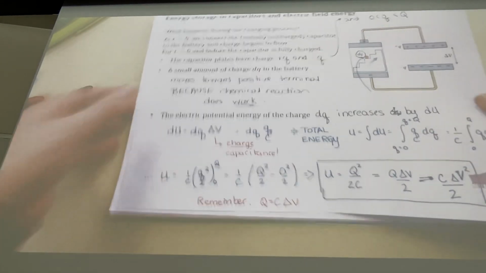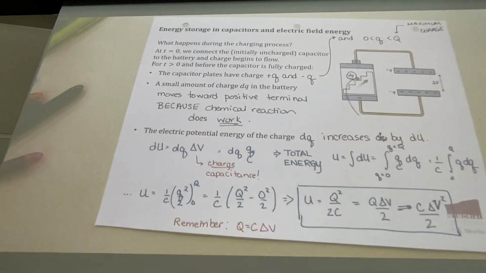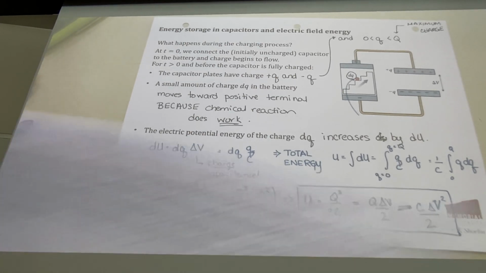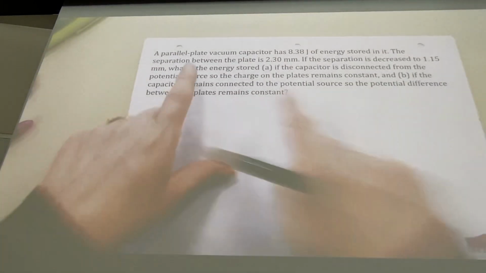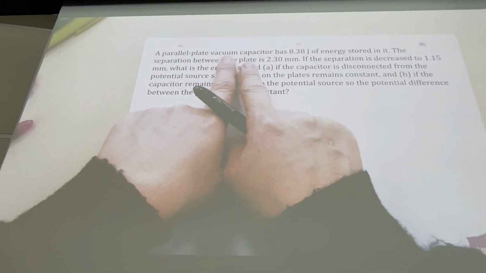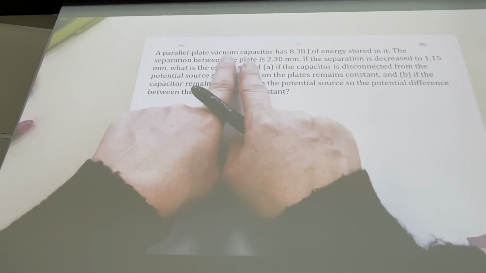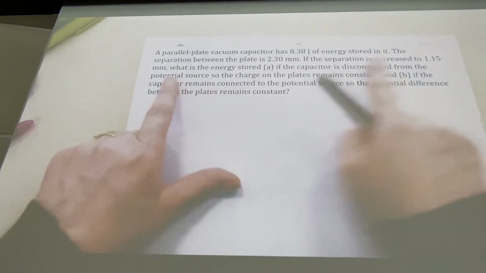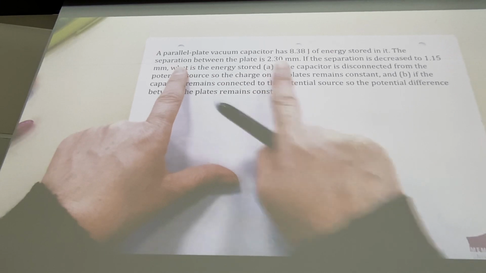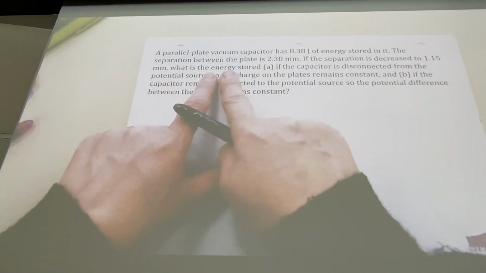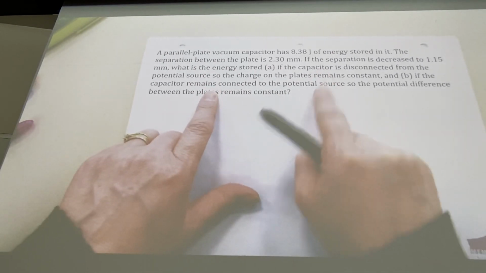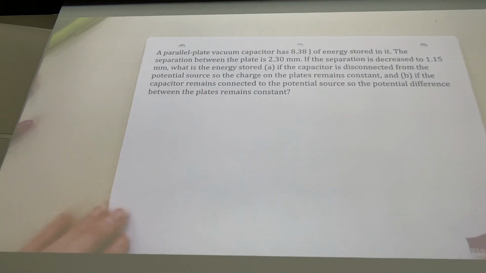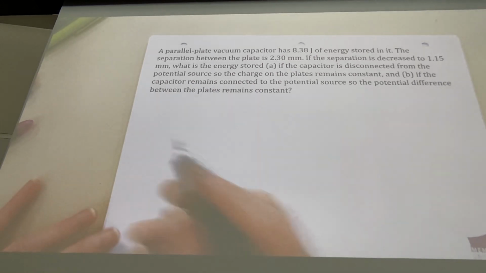So let's do an energy example. For our example, parallel plate vacuum capacitor. When it says vacuum, it means there's nothing between the plates of the capacitor. There's no dielectric, so that's what the vacuum here means. It has 8.38 joules of energy stored in it. The separation between the plates is 2.3 millimeters. If we decrease the separation, what happens to the energy storage, depending on whether or not we disconnect the battery first? So let's just draw a picture of what's happening in the first situation.